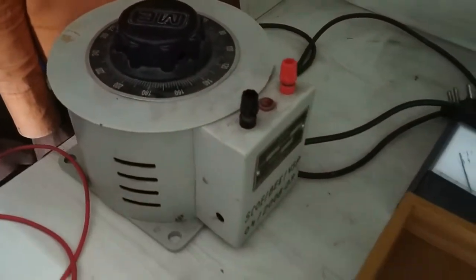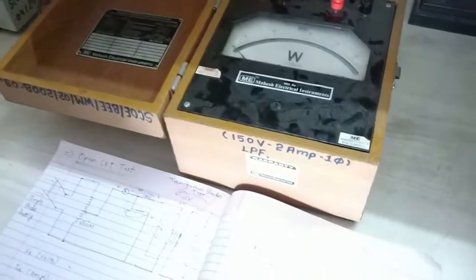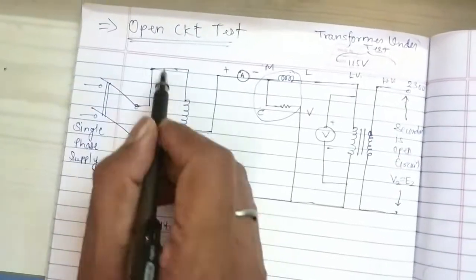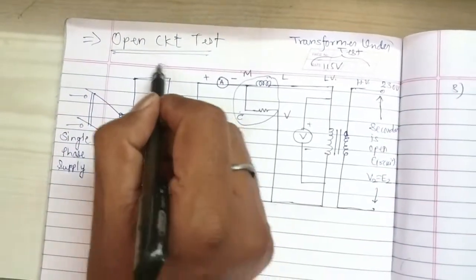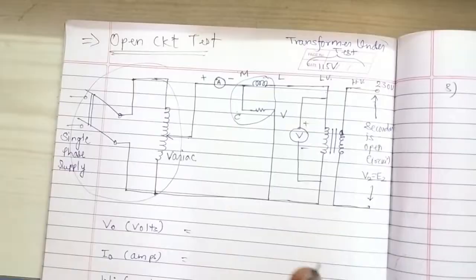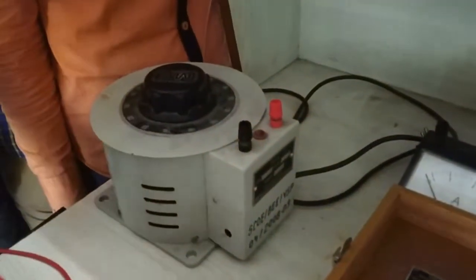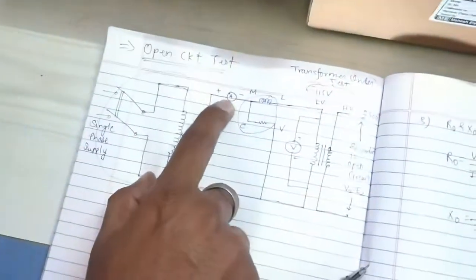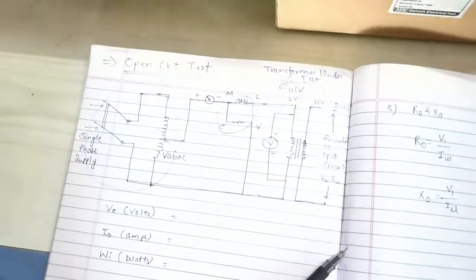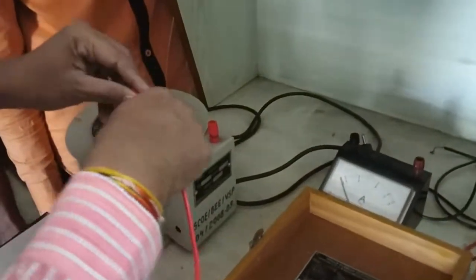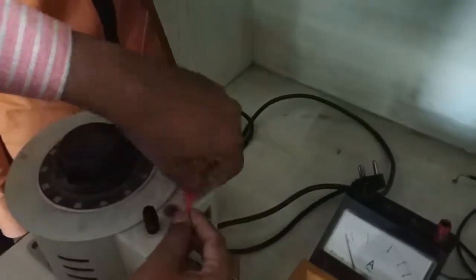Okay, so now you will see how I make the connection. First see this diagram. In this diagram, this is the variac. According to this variac, I will make the connection. So this complete part we can say is the variac. So positive terminal of variac goes to positive terminal of the ammeter. So this is the positive terminal of variac.